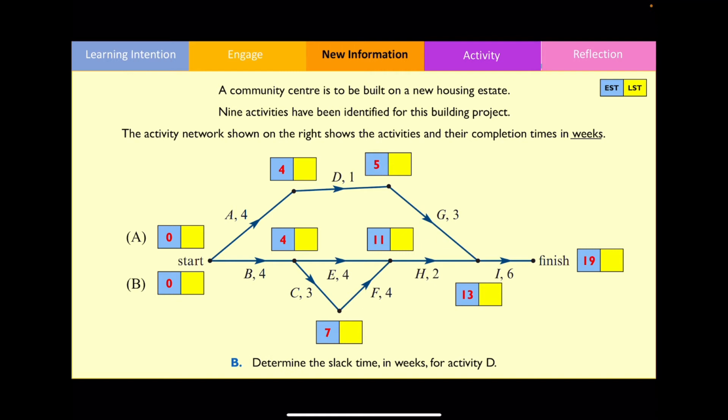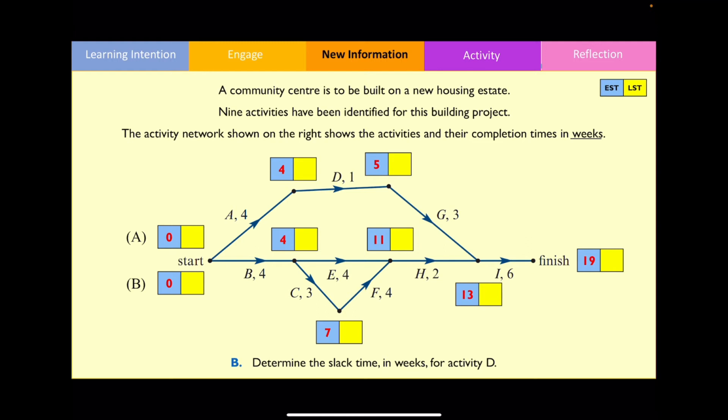Part B of the question wants us to determine the slack time in weeks for activity D. This automatically implies that activity D is a non-critical activity, so it's not found along the critical path. In order to answer this question, I will need to perform a backward scan so I can find out what activities are on the critical path.